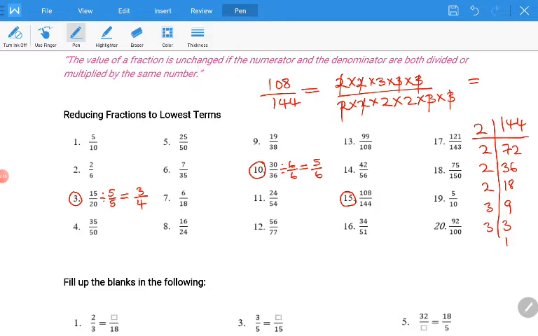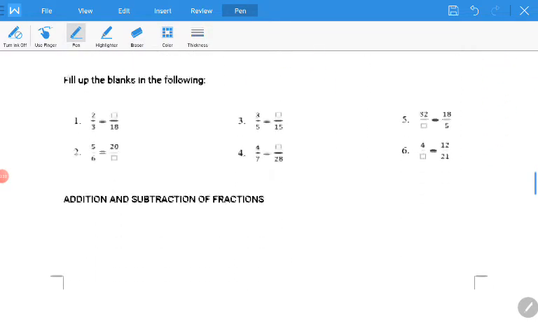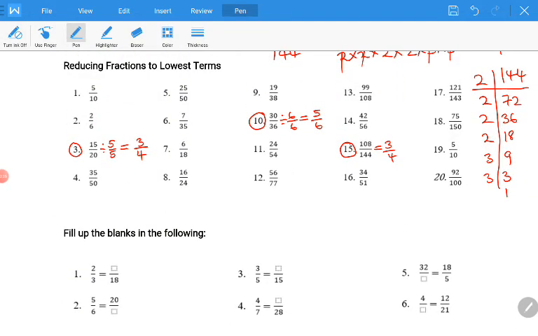So here our final answer is 3 over 2 times 2, which gives us 4. So 108 over 144 reduces to 3 over 4. So that's a technique that we can use for bigger fractions. So that's all about reducing fractions into their lowest terms.